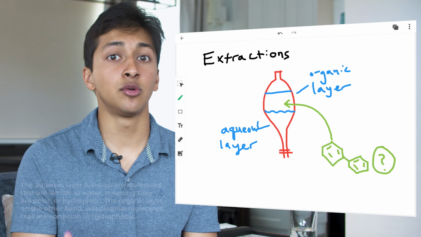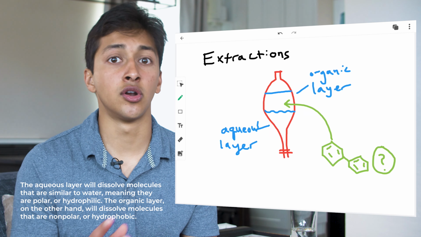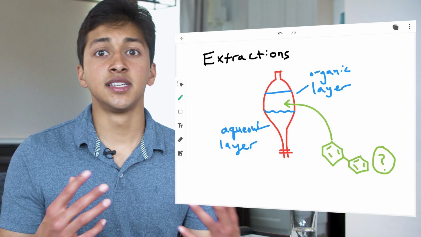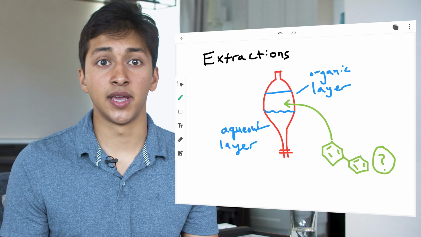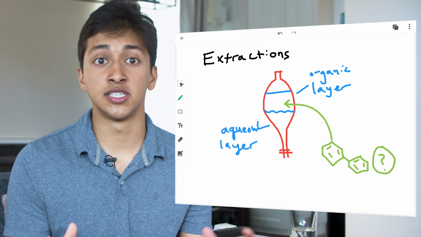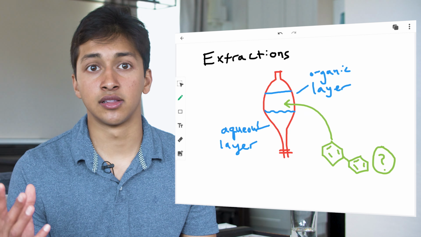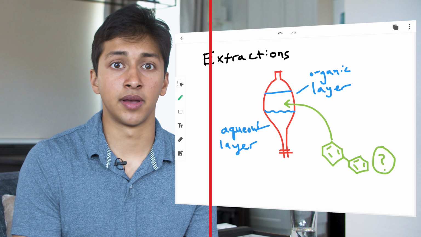The aqueous layer will dissolve molecules that are similar to water, meaning molecules that are polar or hydrophilic. The organic layer, on the other hand, will dissolve molecules that are nonpolar and hydrophobic. Benzene does not have any functional groups that would make it polar, and it is made up of only nonpolar CH bonds. Therefore, we would expect to find benzene in the organic layer. Since we know that our compound of interest is in the organic layer, all we have to do is collect the organic layer in order to have a pure compound.